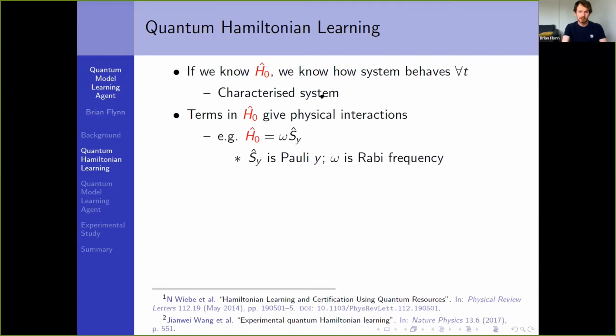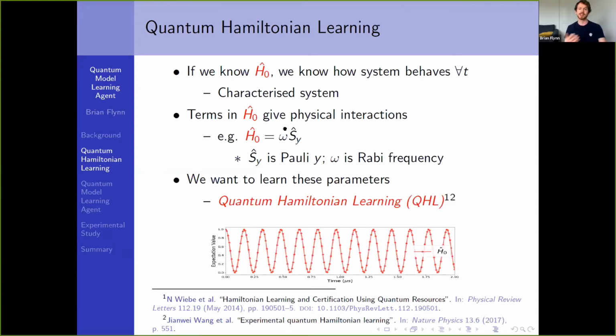Terms inside that Hamiltonian will give you some physical interactions. So the example I'm going to start off with is this basic Pauli Y operator, and I've assigned this parameter in front of it, omega. If I was able to learn that omega, I would get some physical insight, in this case the Rabi frequency. So the entire game of QHL is we want to learn these parameters, that omega in this case, and that would allow us to reproduce the dynamics that we're targeting. I should just point one thing out. For the time being, you're looking at simulated data with these red dots, and I'll flag when we move to real system data.